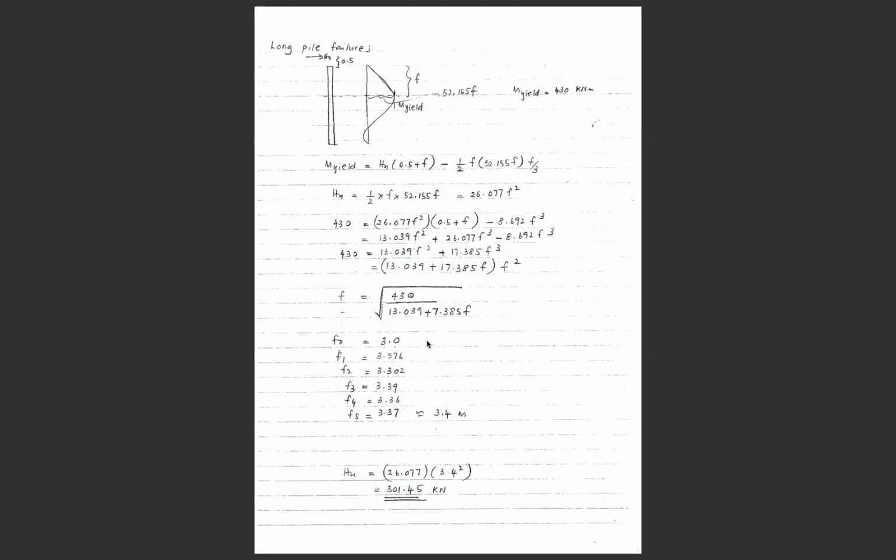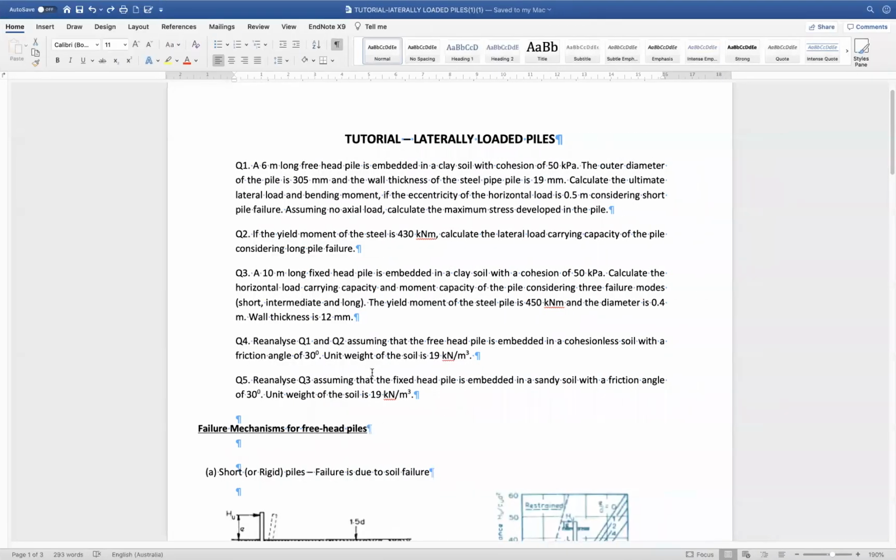And after you find the value of F in the system, you can work out the value of HU from equation number 1, the sum of the horizontal forces on the system, which would be HU equal to 26.077 times the value of F we calculated just here as 3.4. Okay, so that's for question number 4, which is the free head pile failure scenario, assuming the cohesionless soil for both cases, for the short pile failure and the long pile failure.